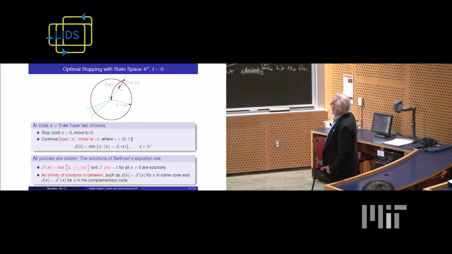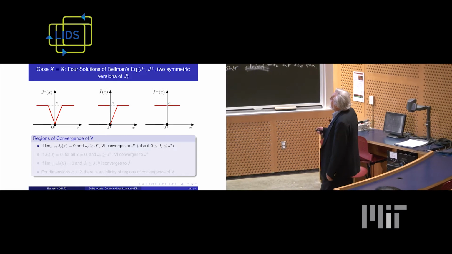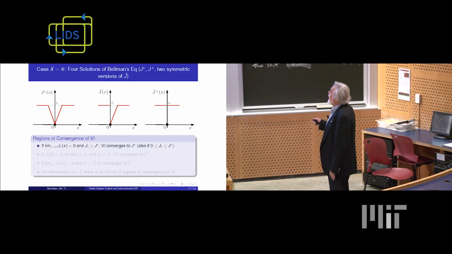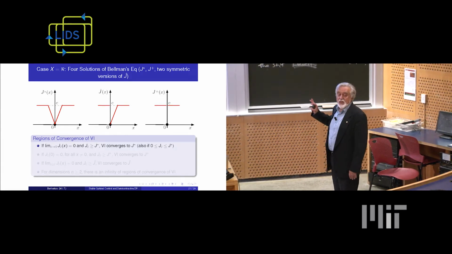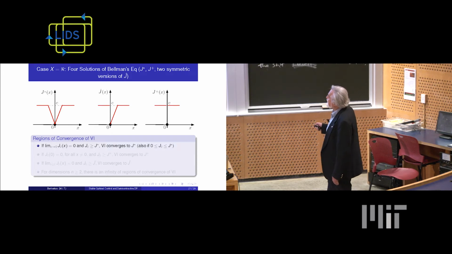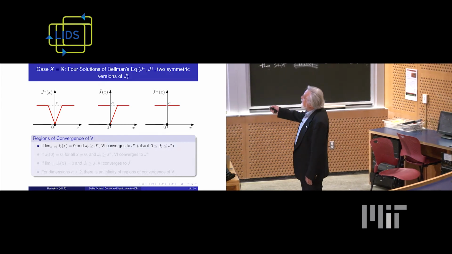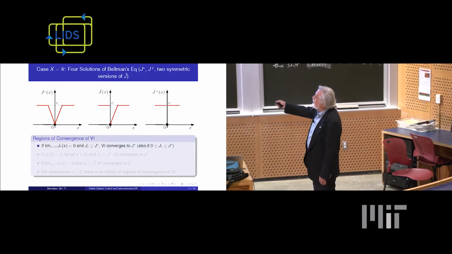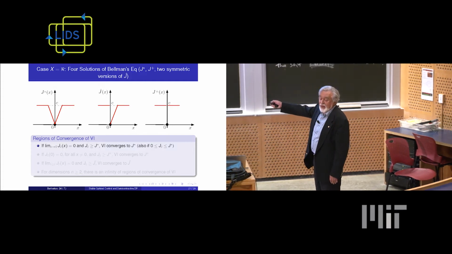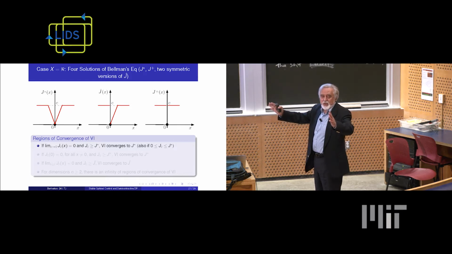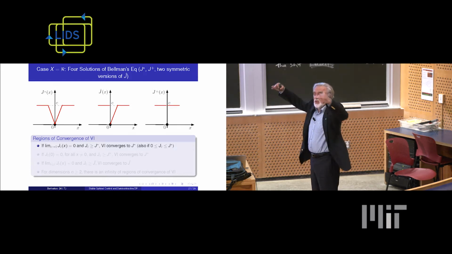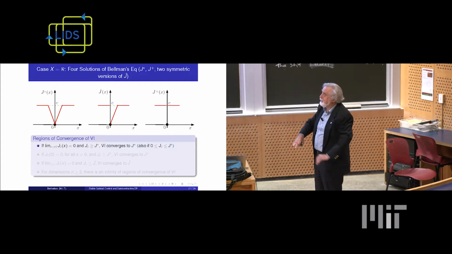So let me now specialize this example for the case of the real line, where n is equal to 1. Now, there are exactly 4 solutions of Bellman's equation in this case. One is J star, which is given by the figure on the left. It is the stopping cost outside a certain radius and the continuing cost inside. So it looks like this.